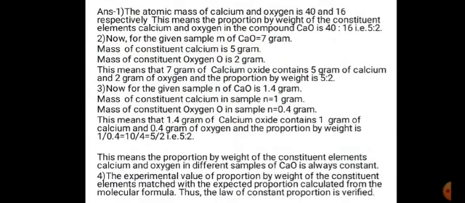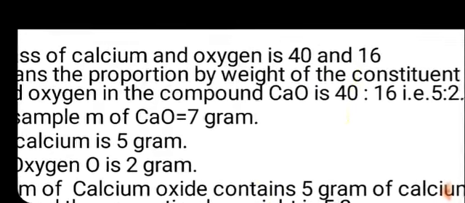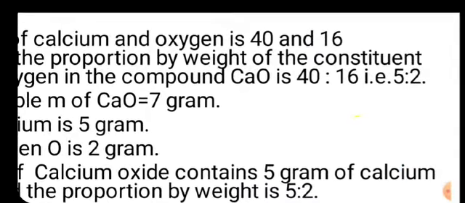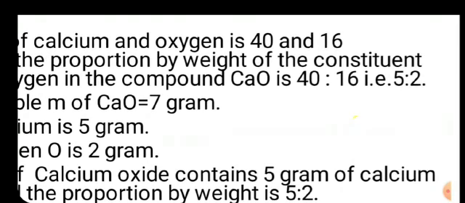The atomic mass of calcium and oxygen is 40 and 16 respectively. So atomic mass of calcium is 40 gram and oxygen has atomic mass 16. And this means the proportion by weight of the constituent elements calcium and oxygen in the compound CaO is 40 divided by 16. So the reduced ratio of 40 is to 16 is 5 is to 2.